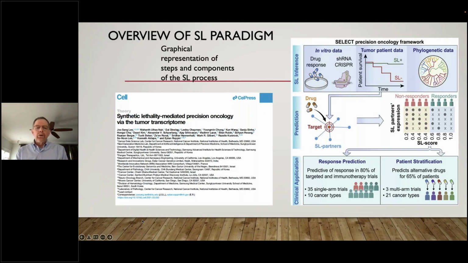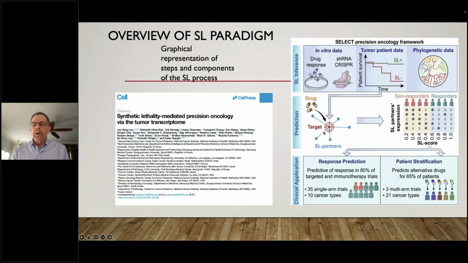So here's a nice overview. I'm part of a group here at the NIH led by Eitan Ruppin and with very close collaboration of Ken Aldape, looking at synthetic lethality, and they call it SELECT. And so in vitro data using drug response and gene knockout using CRISPR and shRNA, tumor data, so tumors with a lot of synthetic lethal partners do better, and actually phylogenetic data, because these tend to be inherited. So genes that are phylogenetically related are more likely to be synthetic lethal partners.